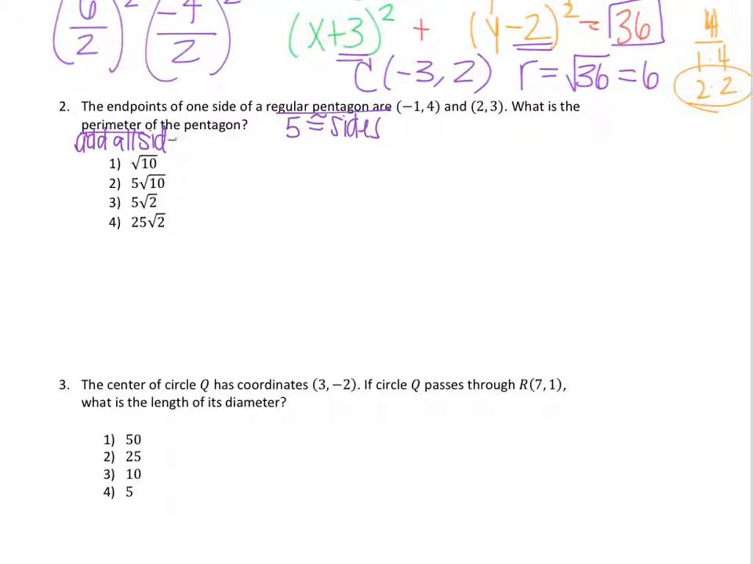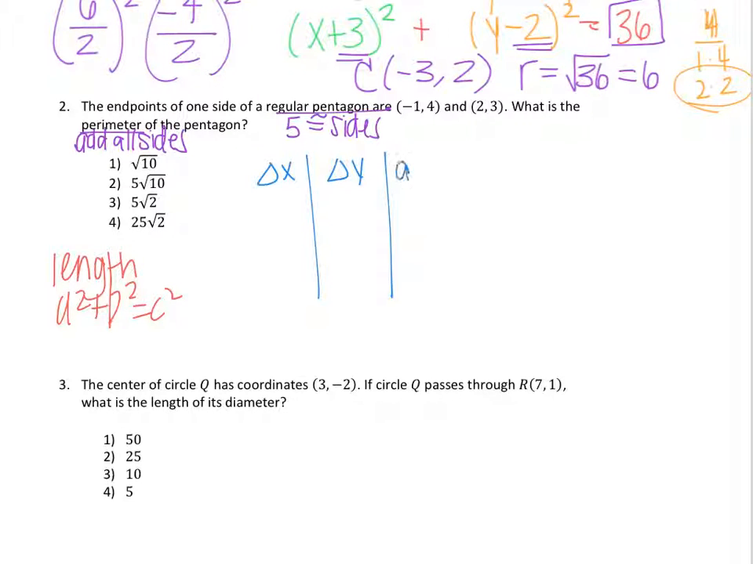Which means I need to find the length of one side and then add them all together. So length, again, remember, means a squared plus b squared equals c squared. So we're going to do our change x, change y, Pythagorean theorem table. If it's helpful, you can label your coordinates as xy, xy. That way you know which ones to subtract from which. Go ahead and fill out this table independently.